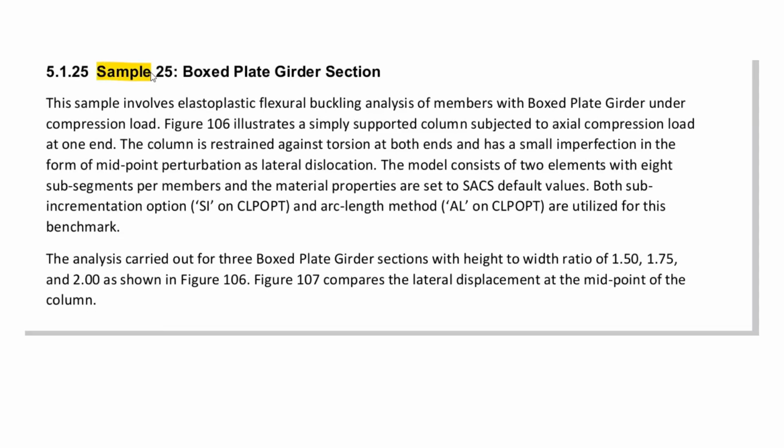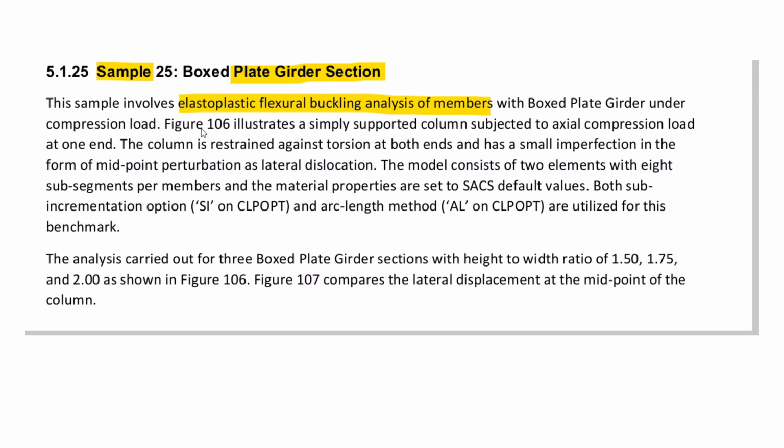In this sample 25, we'll see the boxed plate girder section in SACS. This sample involves elastoplastic flexural buckling analysis of members with boxed plate girder under a compression load. So we will see there will be a boxed plate girder and we will apply the compression load. We will see how the elastoplastic flexural buckling analysis is happening.